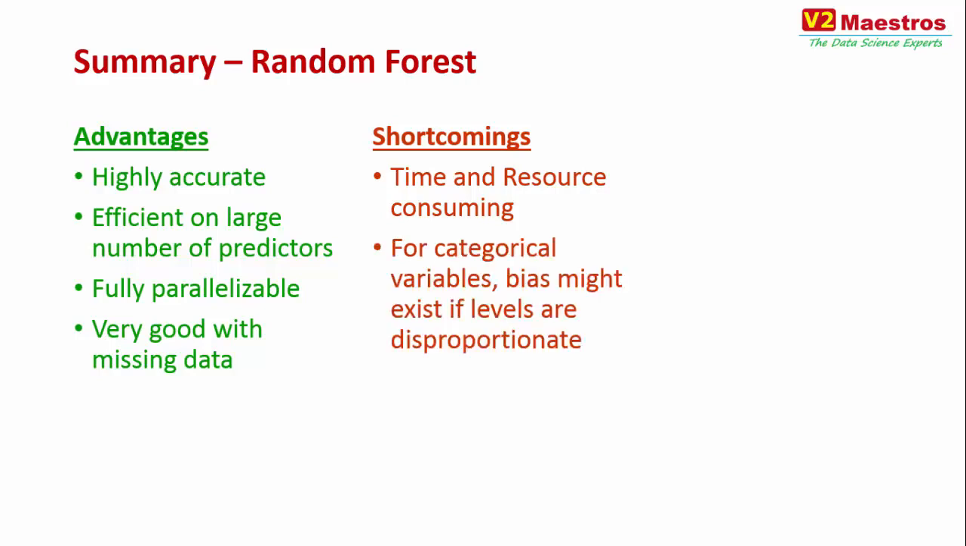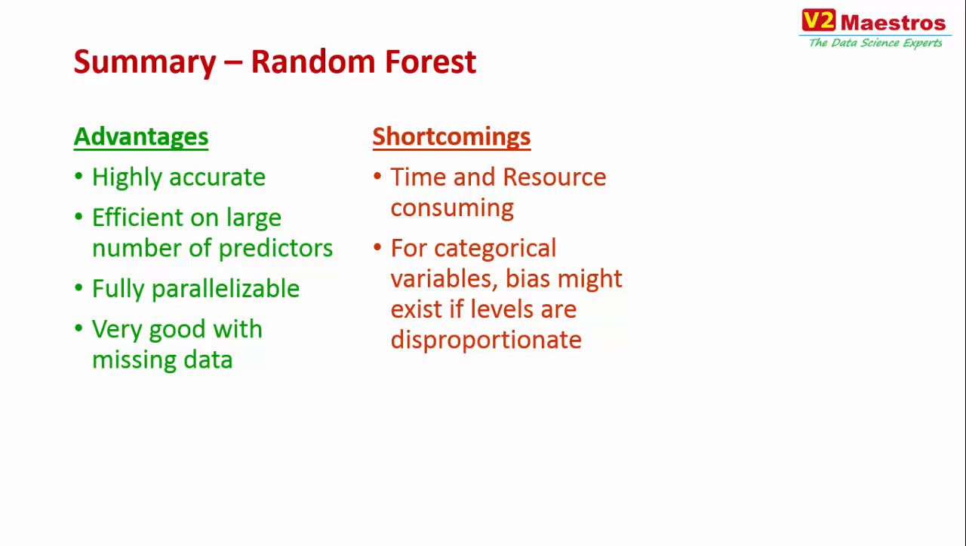For categorical variables, bias might still exist if the levels are disproportionate. Now, let us explain what we mean by the levels being disproportionate. Suppose you are trying to predict yes or no. So there are 2 levels, yes or no, in that particular categorical variable. There are 2 values, yes or no. Those are what we call levels.